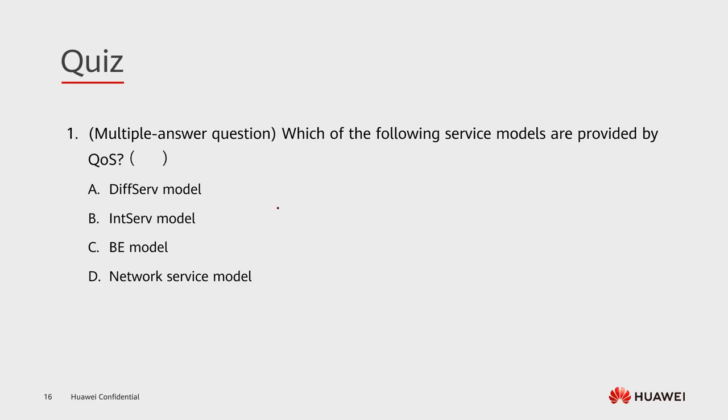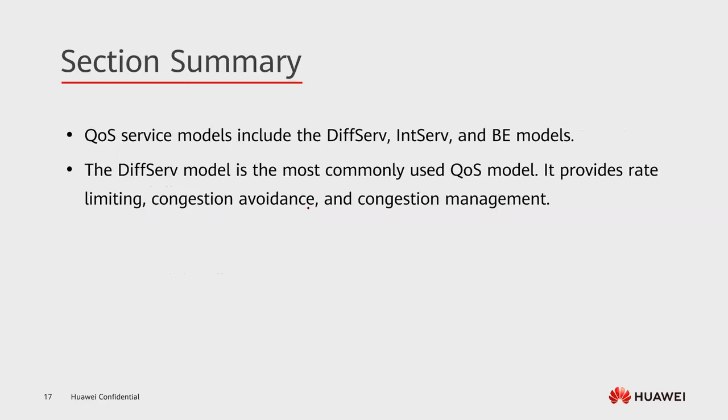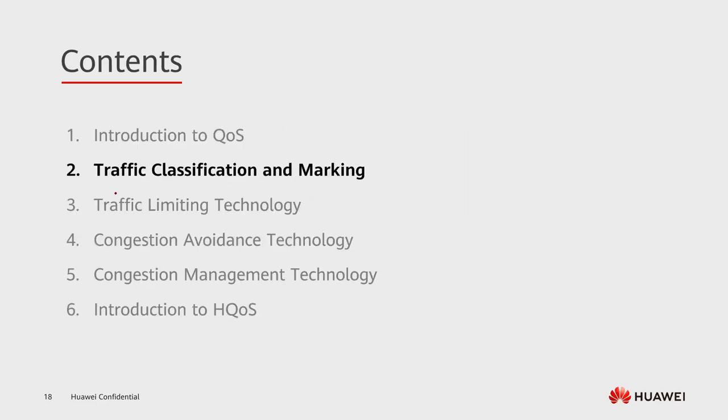Okay, about the quiz, let's check. Which of the following modules are provided by the queues? This is a multi-answer question. So the first three, A, B and C, are the three modules for the queues. About the summary, let's just pass.